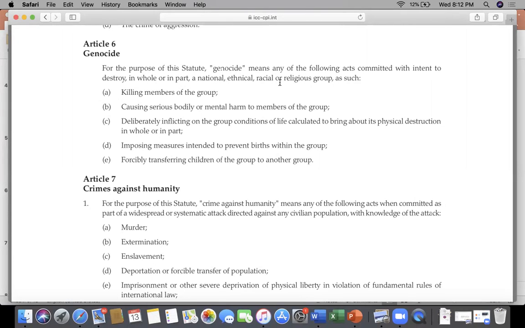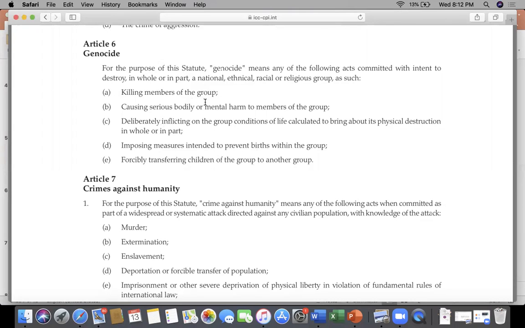Out of these 4 types of groups, if any person selects one or 2 groups and starts destroying the members of those groups, it may amount to the crime of genocide. Destruction may be killing. Destruction may be by causing serious bodily or mental harm to members of the group. It may be by deliberately inflicting on the group conditions of life calculated to bring about its physical destruction in whole or in part. It may be by imposing measures intended to prevent births within the group. And lastly, by forcibly transferring children of the group to another group.